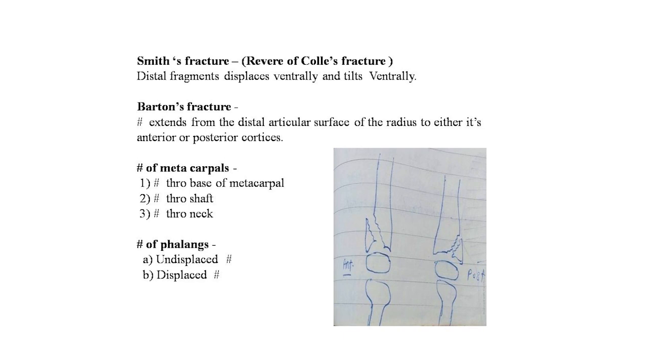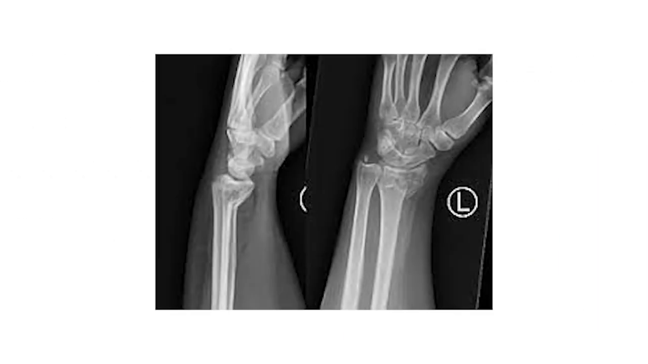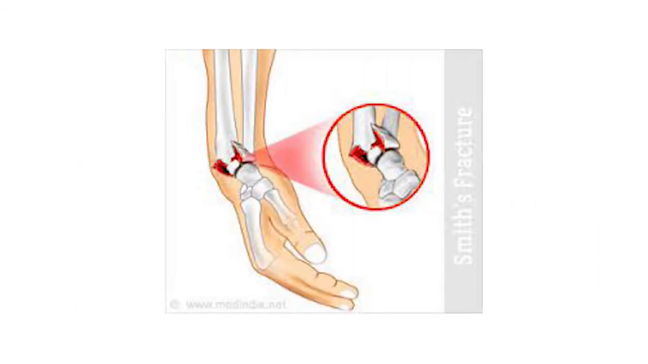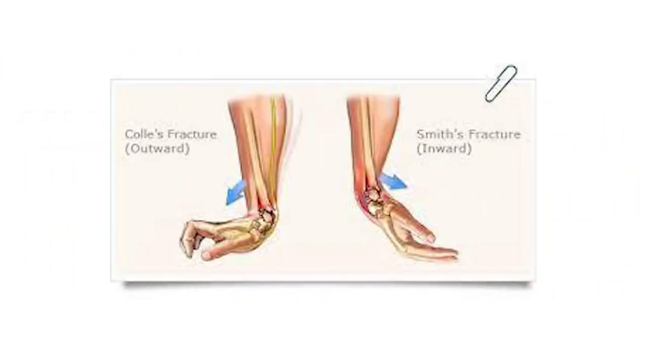Showing the Smith fracture, clearly seen, the distal fragment displaced ventrally and tilts ventrally. The next image is also showing the fracture of Smith's. The animated picture is clearly seen, and another image showing the fracture of Smith's. Here is the comparison between the Colles fracture outwards and the Smith fracture inwards. These are opposite or reverse to each other, and this is clearly seen in this picture.